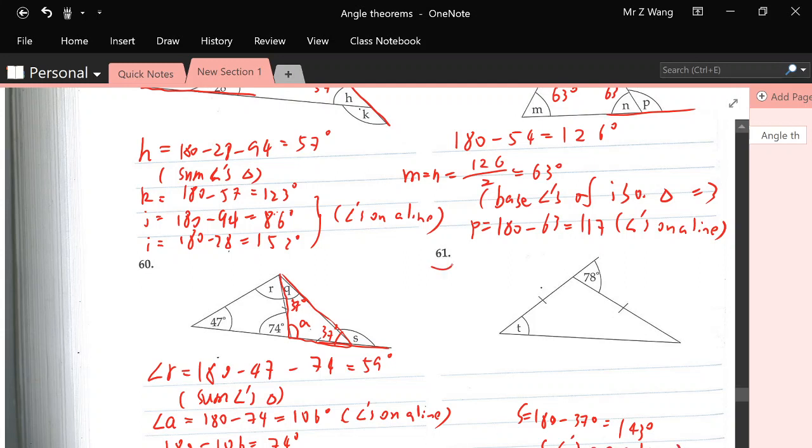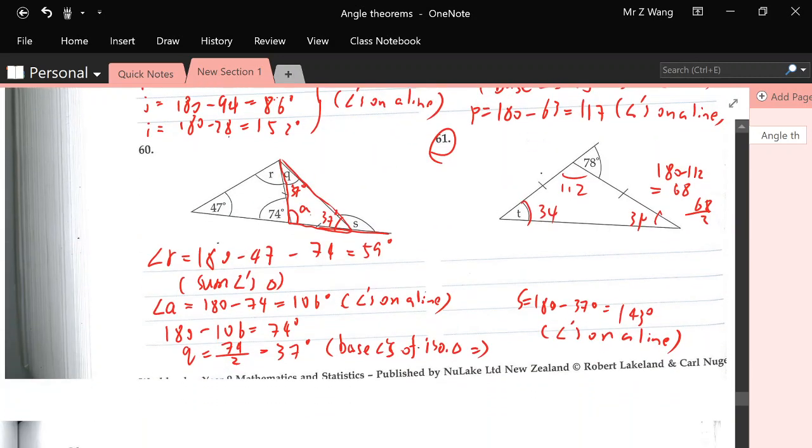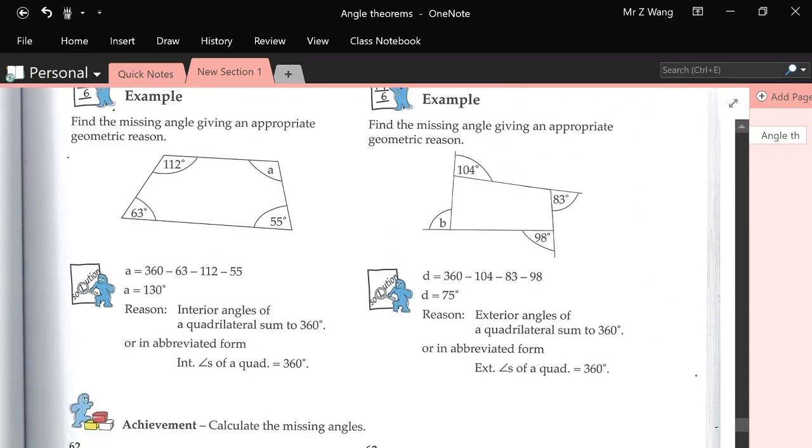Okay, then this question is easy. You can figure this out by yourself. Now this is 78, this is 112. And then these share them together. So 180 minus 112, the answer is 68. And so each one is 68 divided by 2 is 34. Okay? I hope it makes some sense.